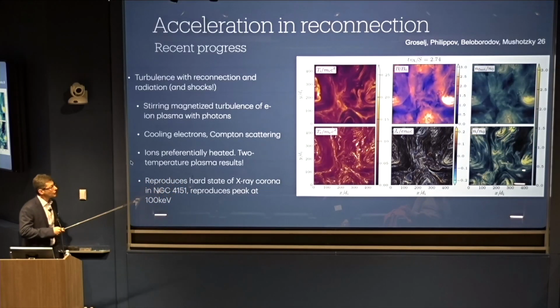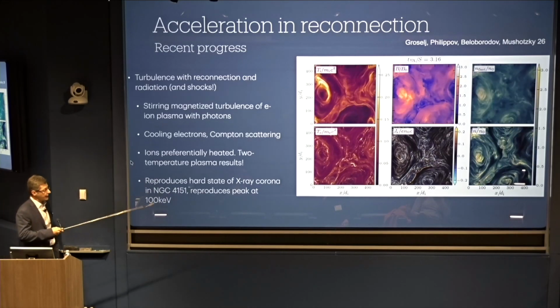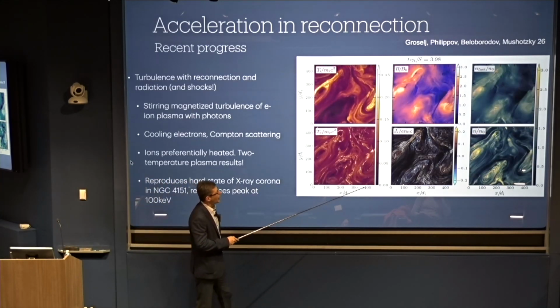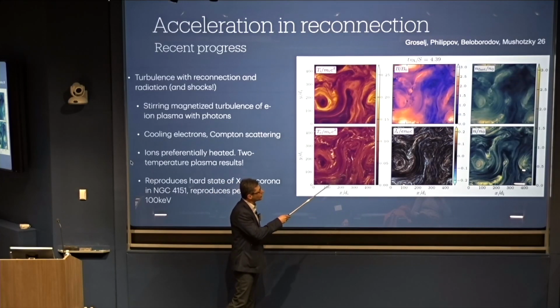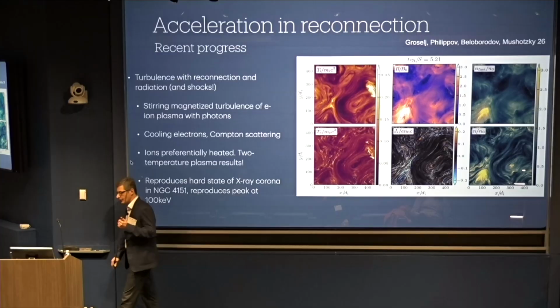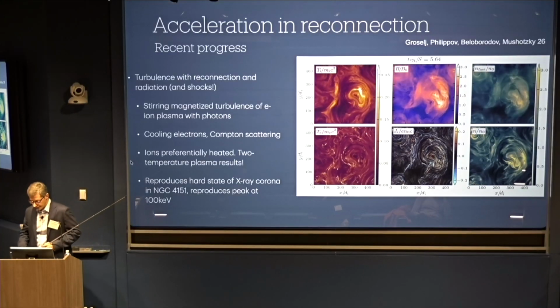This stirring led to intermittent reconnection. Where these strong currents are is where the reconnection happens. And also you see waves flying around, and these waves steepen into shocks. And those shocks can result in extra acceleration.